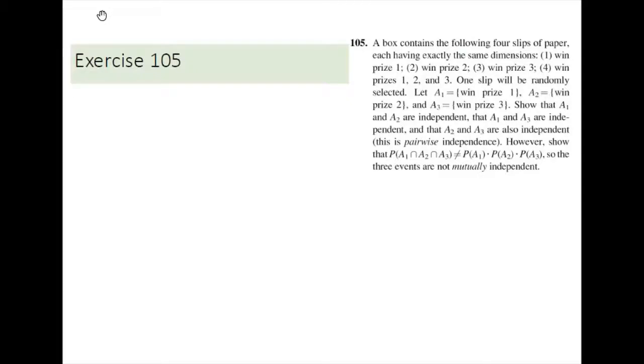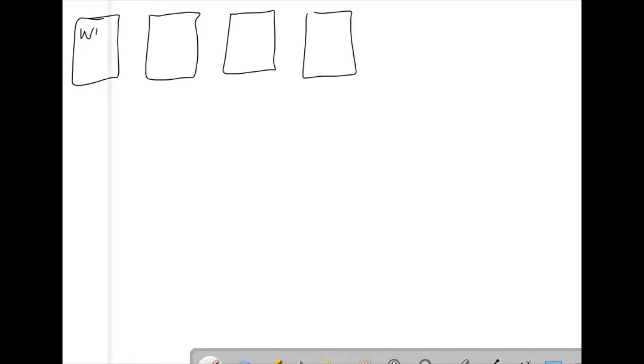Now look at this exercise 105. A box contains the following 4 slips of paper, each having exactly the same dimensions. Slip 1 wins prize 1, slip 2 wins prize 2, slip 3 wins prize 3, and slip 4 wins prizes 1, 2, and 3. So we have 4 slips of paper: win 1, win 2, win 3, and win 1, 2, 3.